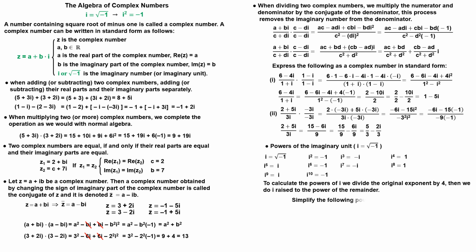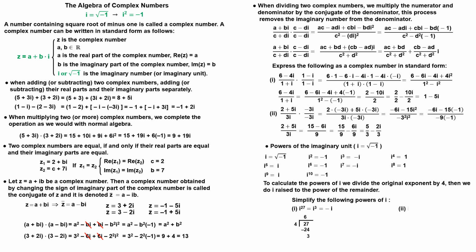Simplify the following powers of i. i raised to the power of 27. At first, we divide 27 by 4. The remainder is 3. So i raised to the power of 27 is the same as i raised to the power of 3.